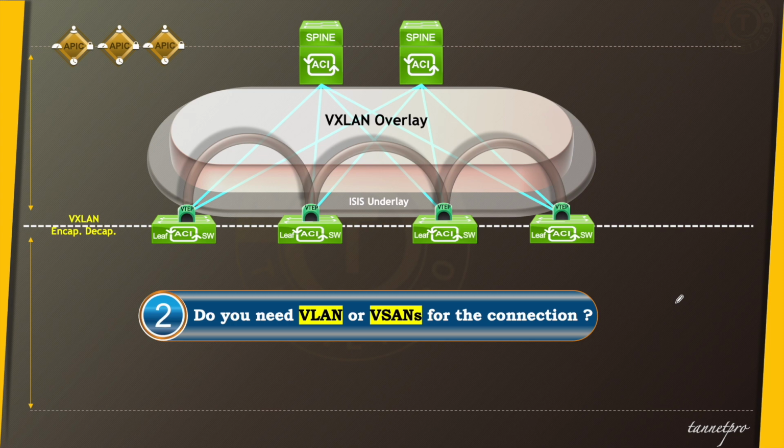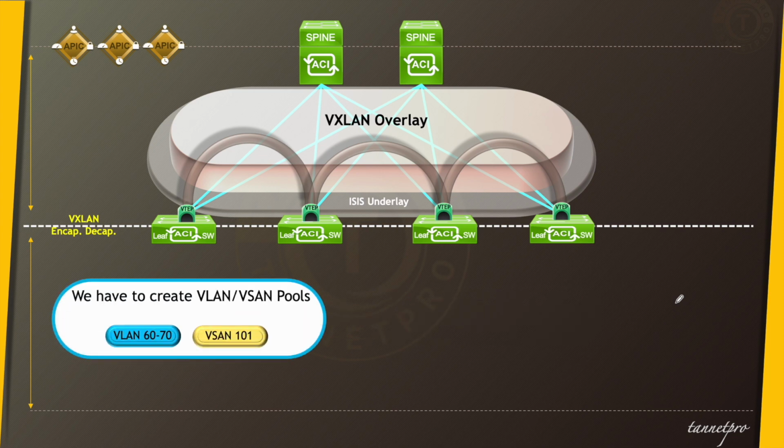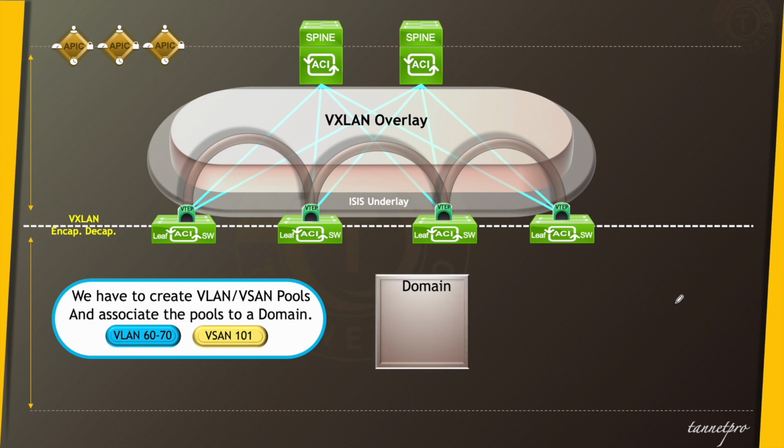So in that case, we have to create VLAN or vSAN pools, right? Pool is nothing but a range. It could be a single VLAN also. We'll call it a pool over here. So we have to create VLAN pools for our connections, or vSAN pools, you can say. Then we have to associate those VLAN pools to domains, all right?